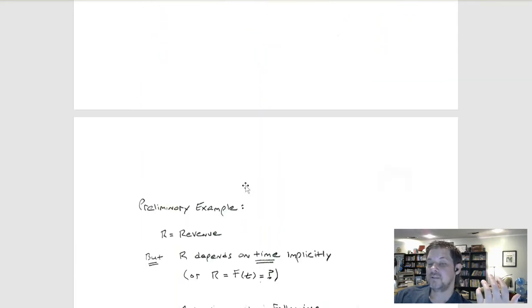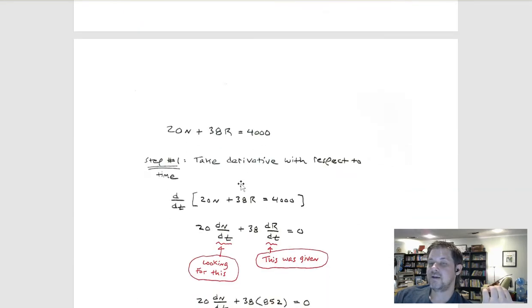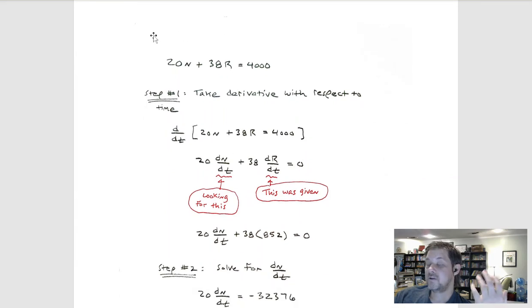The way that we figure that out is we take our equation and we take the derivative with respect to time. We can do that because all the variables here are functions of time and are changing in time. So here was that initial equation I was given. I write d over dt. That means I am going to take the derivative with respect to time of this equation, and I would use the rules as they are.